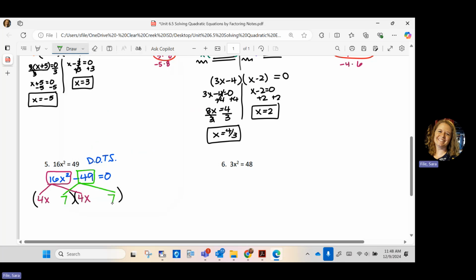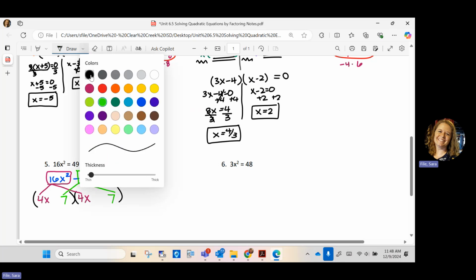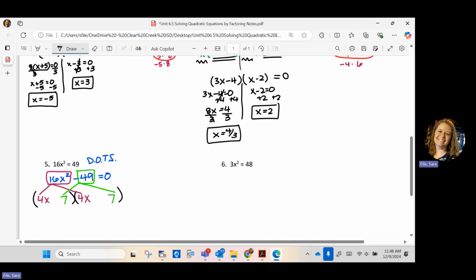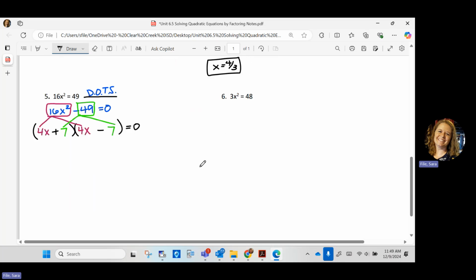Who remembers what the only difference is supposed to be between these two binomials? We're doing this difference of 2 squares type of factoring. What was the only difference? They're both going to be 4x and 7, but what's in between them is different. One gets a plus, one gets a minus. That's the only difference. Now this is still set equal to 0, and now I'm ready to split and solve. So 4x plus 7 equal to 0, and 4x minus 7 equal to 0.